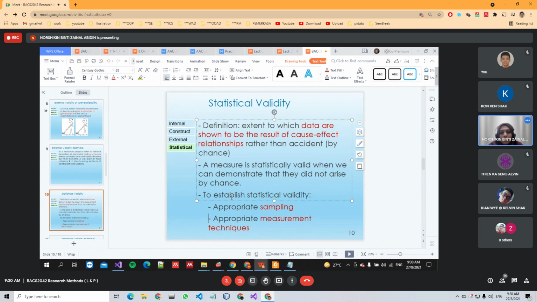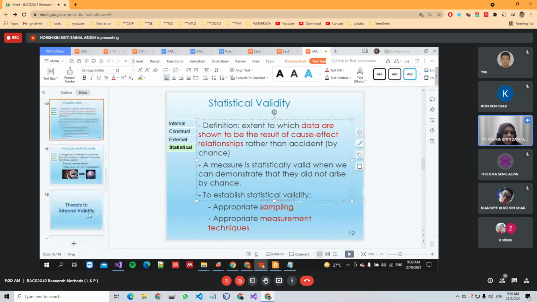To establish statistical validity, we need to use appropriate sampling and appropriate measurement techniques. Sampling, I assume you know what it is: we take a part from the group of population. So we need to use appropriate sampling and appropriate measurement techniques.